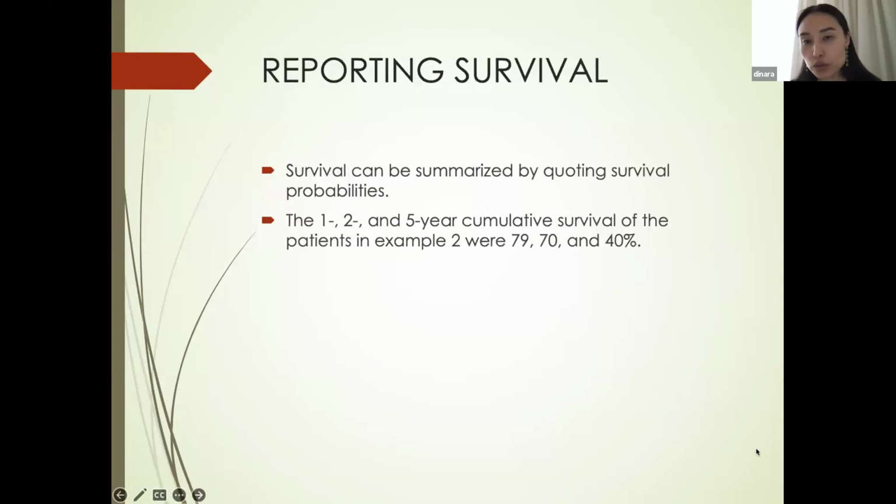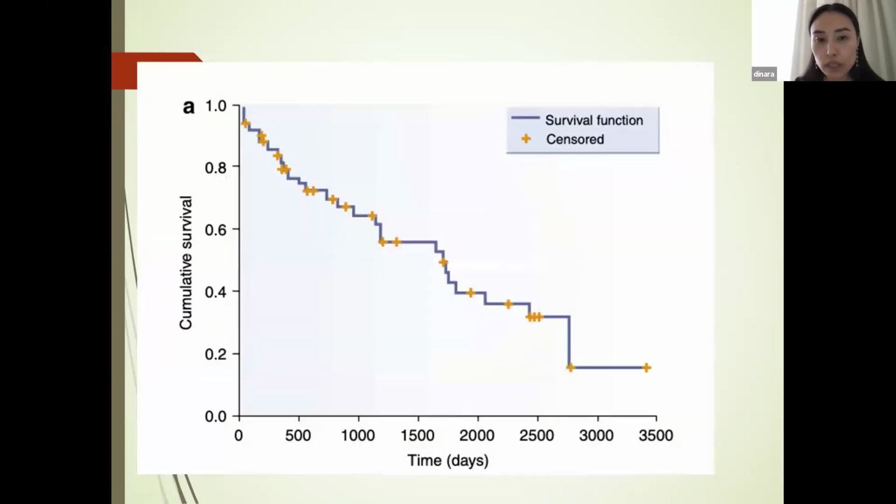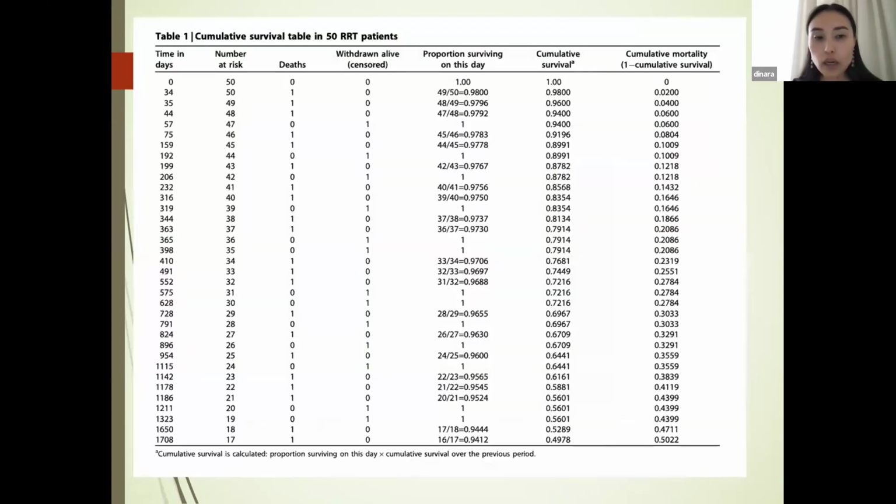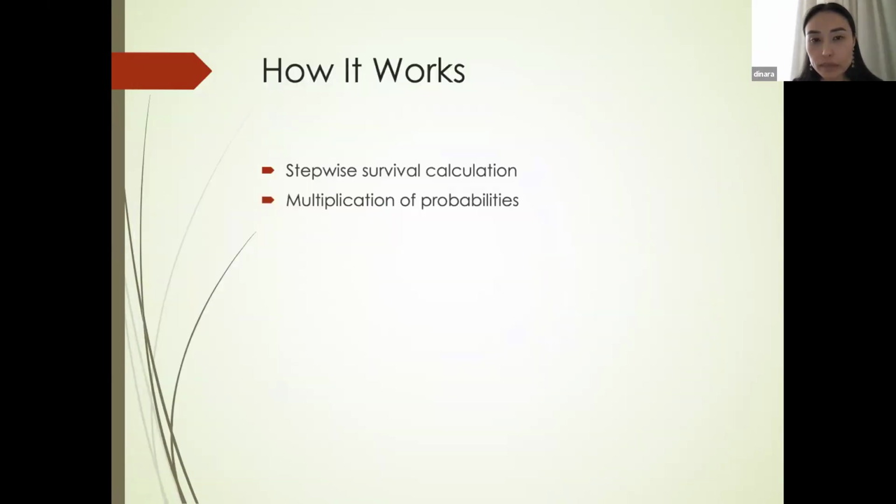So how do we report? Usually we report survival probabilities at year 1, for example, at year 2, year 5. And for example, in this example, survival probability at year 1 was 79%, at year 2 was 70%, at year 5 was 40%. So we can take the numbers from this table.